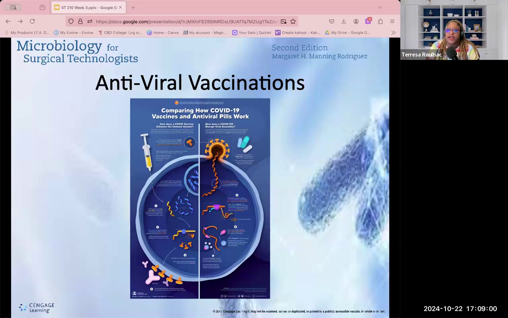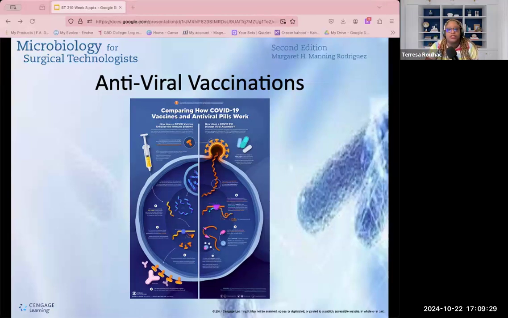We do have antiviral vaccinations. Now, one thing to keep in mind is antibiotics have no effect on a virus. Antibiotics are designed to kill bacteria, not viruses. So taking antibiotics is not going to help you if you have a viral infection like the flu. Antiviral vaccinations, vaccines that are developed to help the body fight specific viruses, will. They prepare your immune system to recognize and attack a virus if you actually get exposed to it.